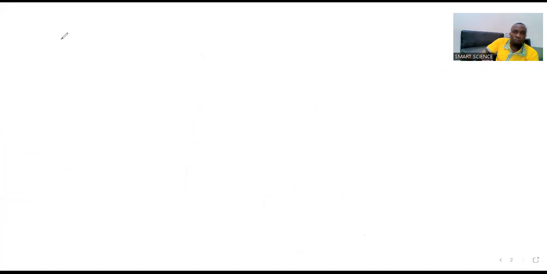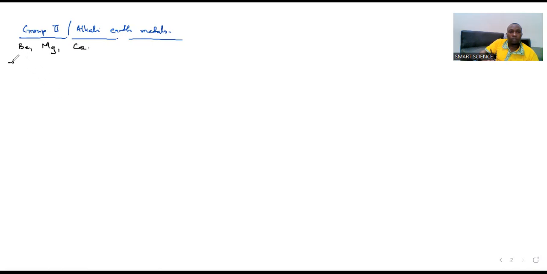When we handle group 2, group 2 elements known as alkali earth metals, we are going to find out that these metals include the following. We begin with the beryllium. From beryllium, we met magnesium. From magnesium, we met calcium. We are going to realize that all of them have 2 electrons in the outermost shell.